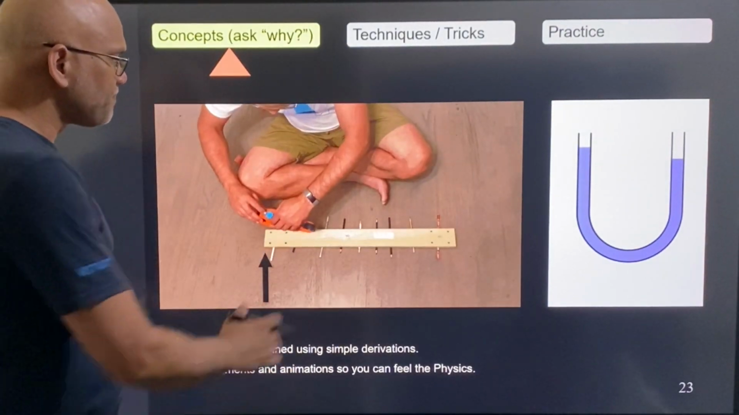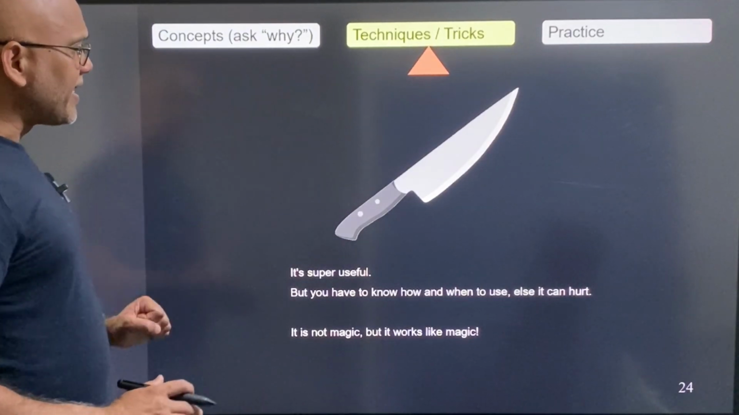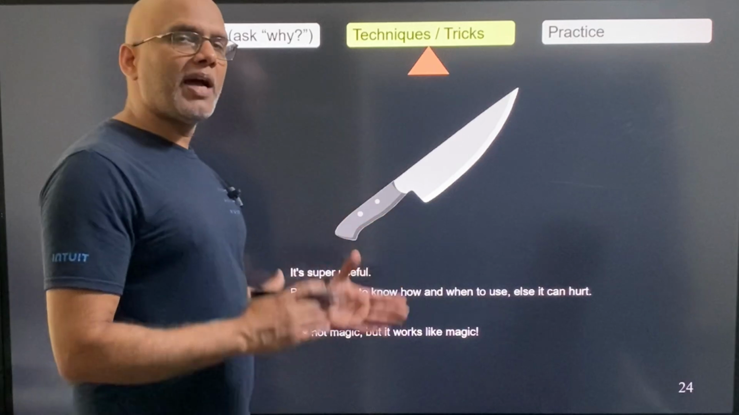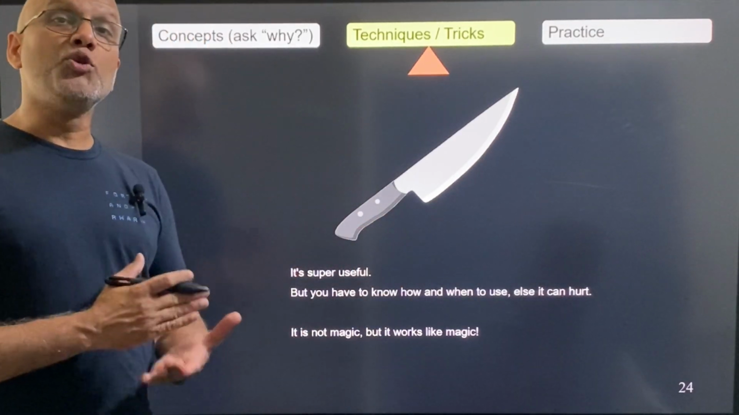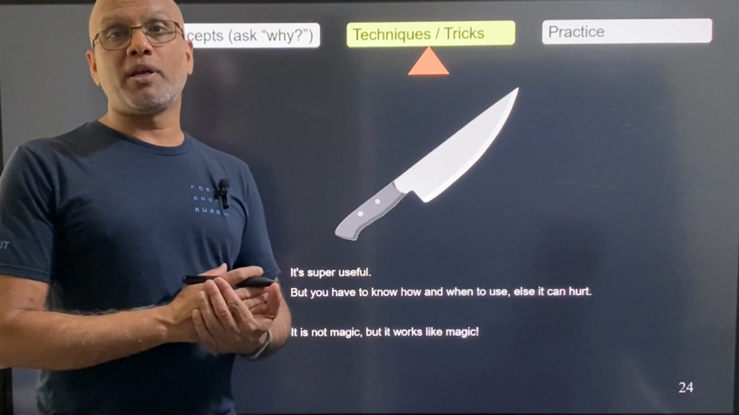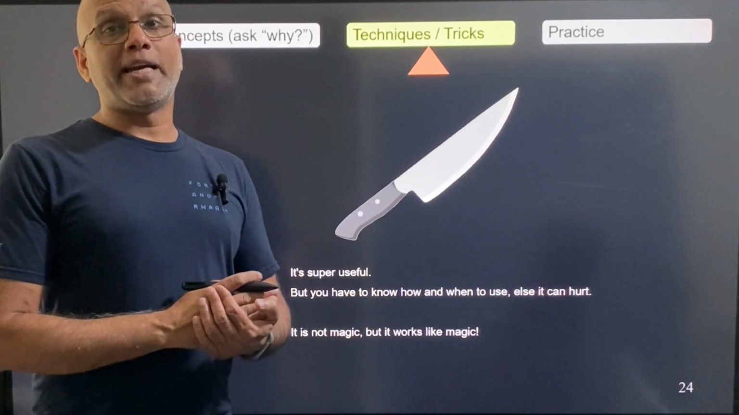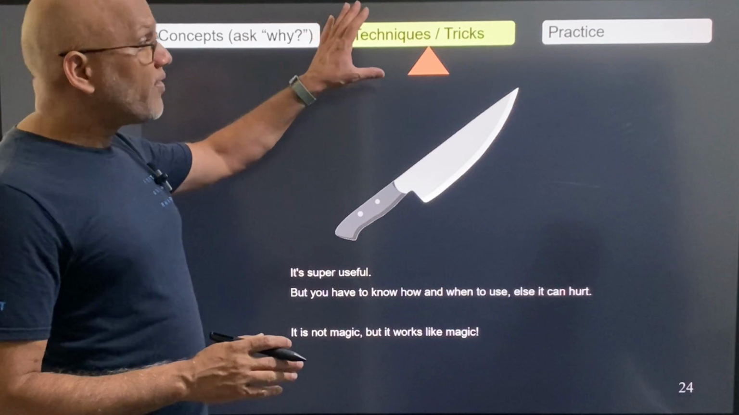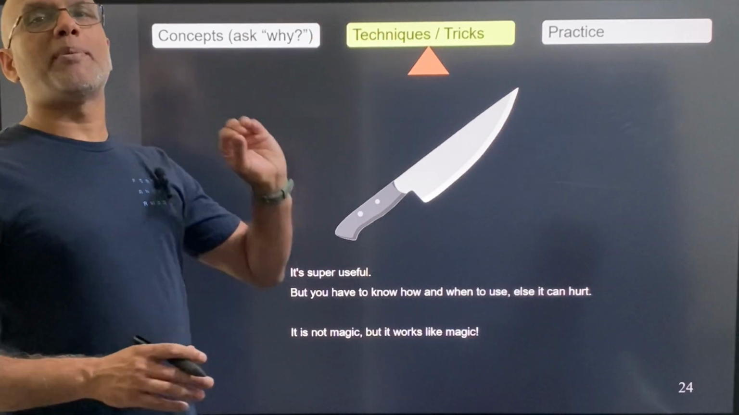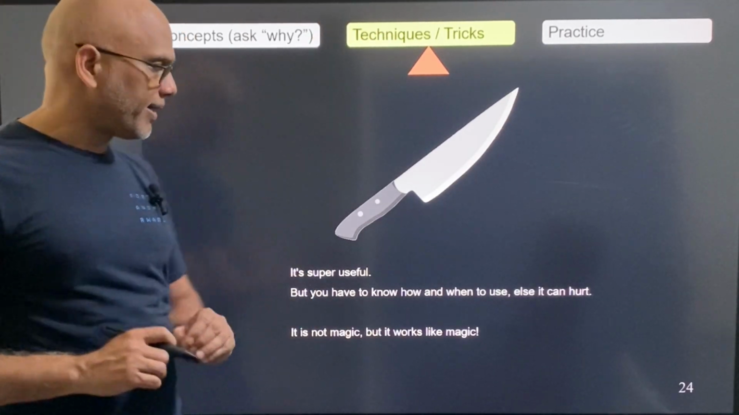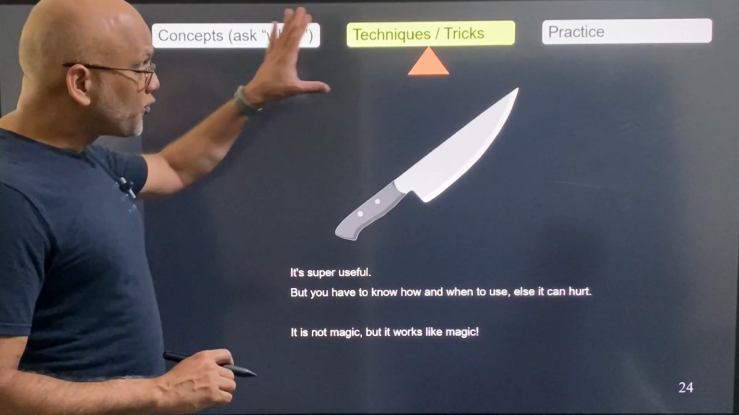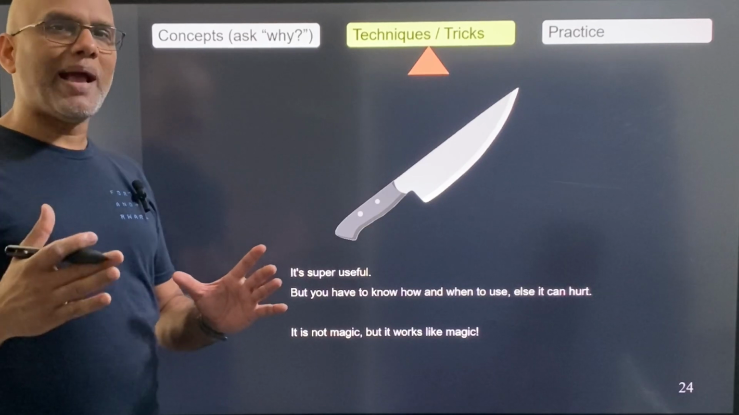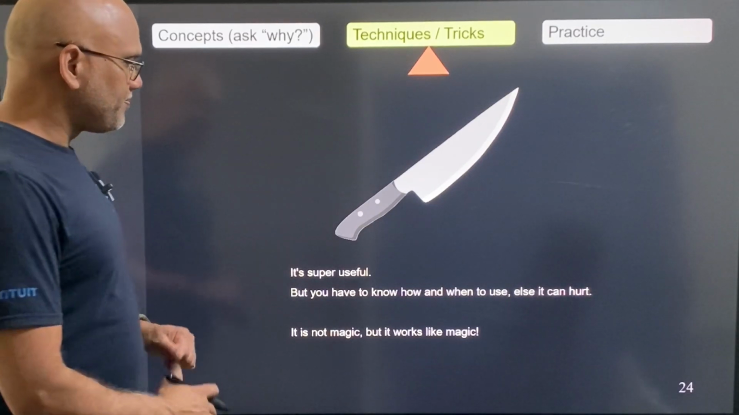Now for techniques, it's like a very sharp knife. It can be very useful if you know how to use it properly, but if you don't know how to handle it properly, it can actually hurt you. So yes, tricks are very powerful, but you also have to know how to use them properly, right? The tricks work like magic, but they are not magic, right?